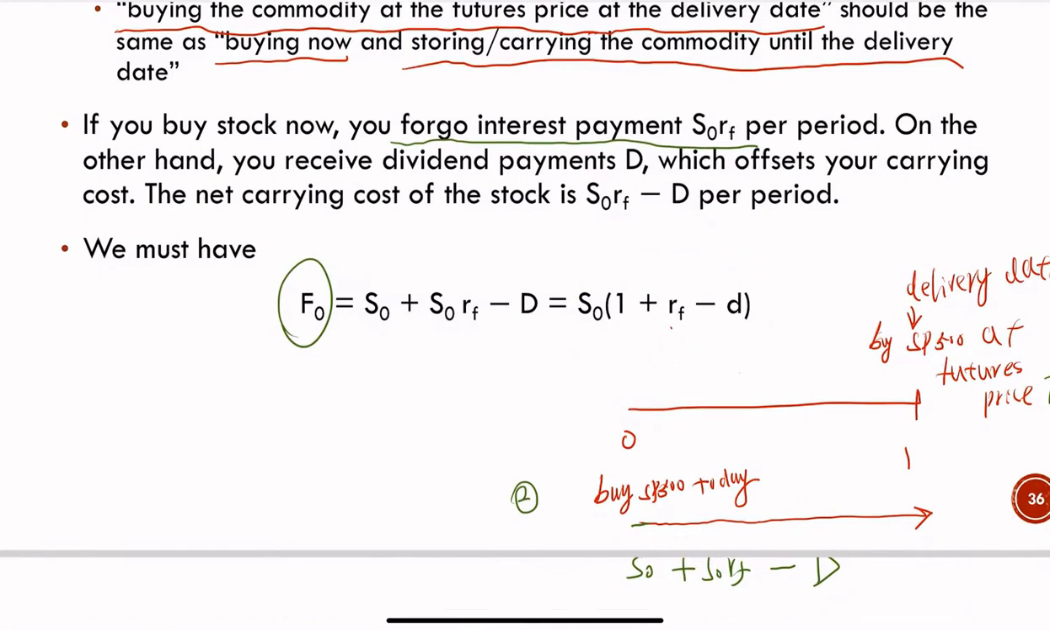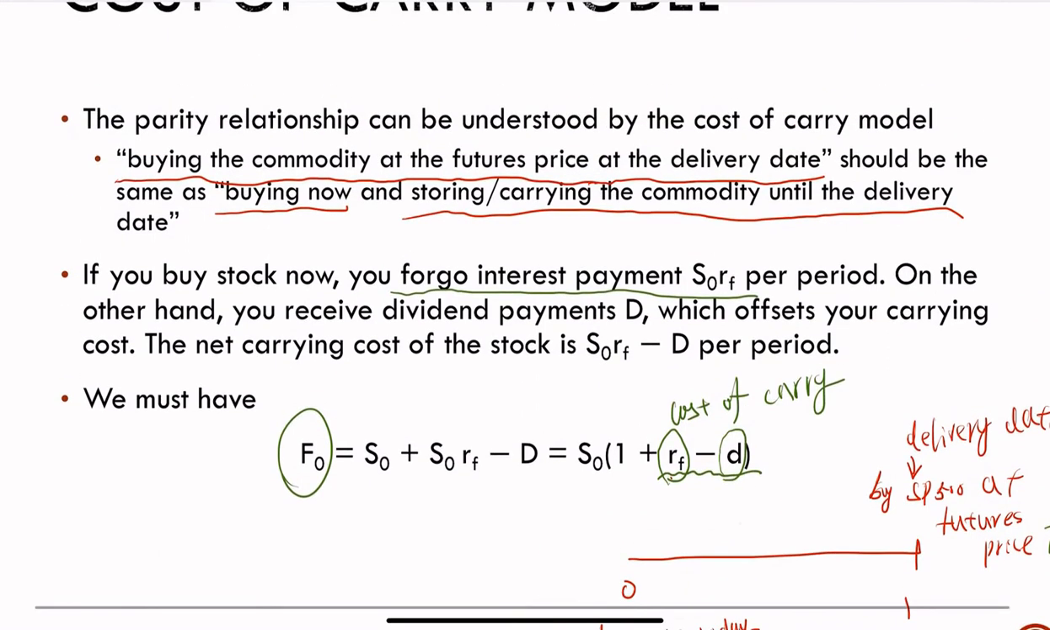In some sense, this is like the cost of carry. Think about it: if you buy this SP 500 today and carry it for 1 year, you incur this cost because you have to forego this interest payment. However, you will get some compensation, the dividend payment. This compensation will reduce the cost of carry. That's why this is called the cost of carry model.